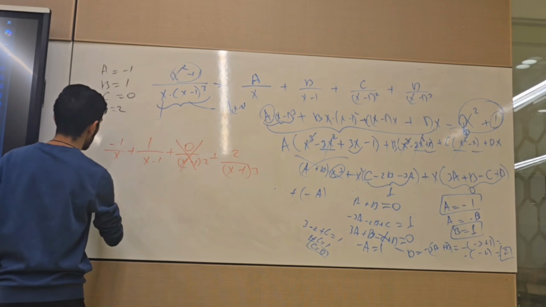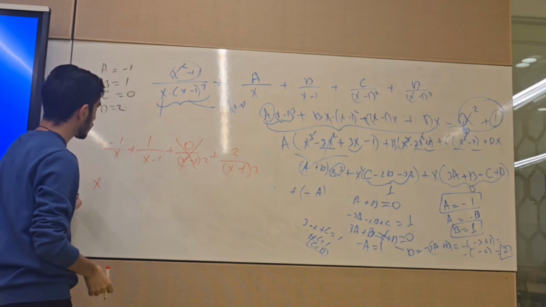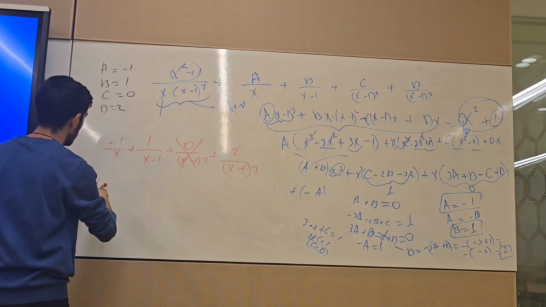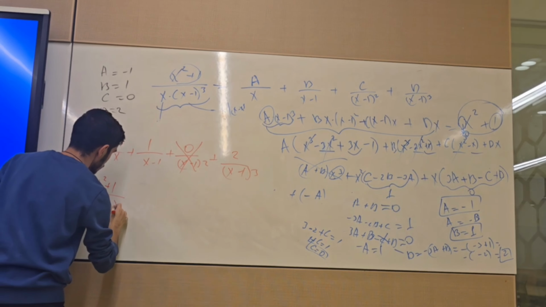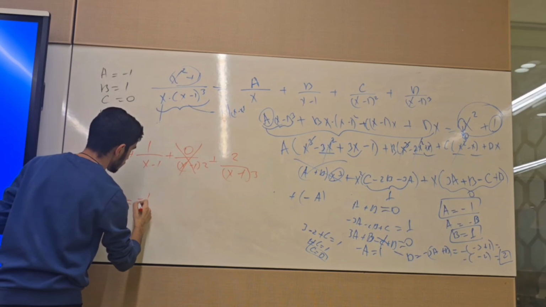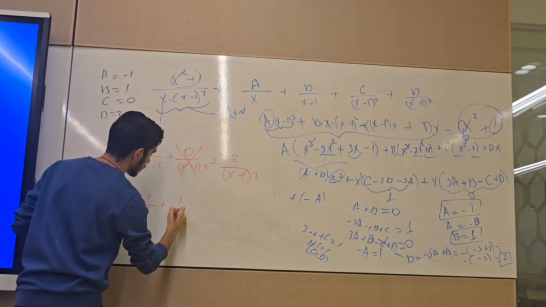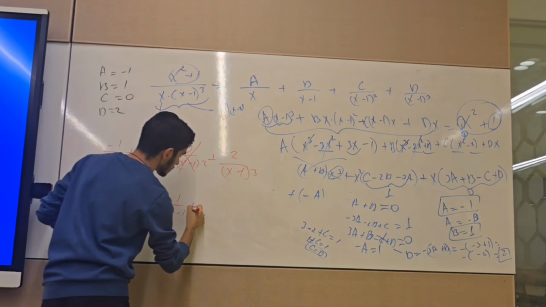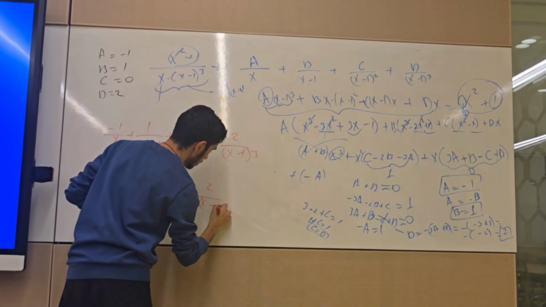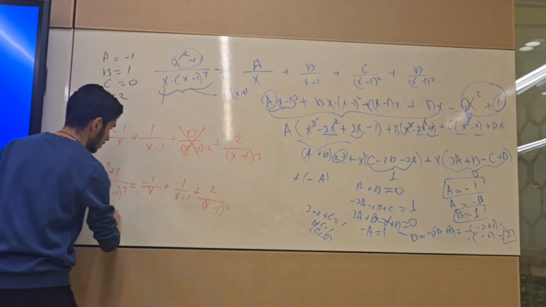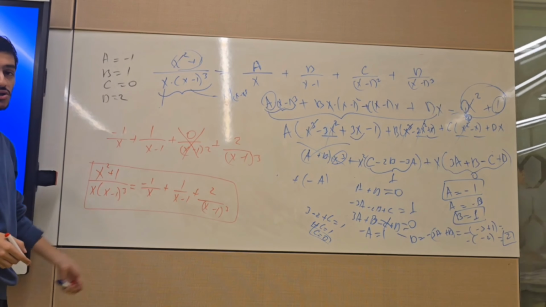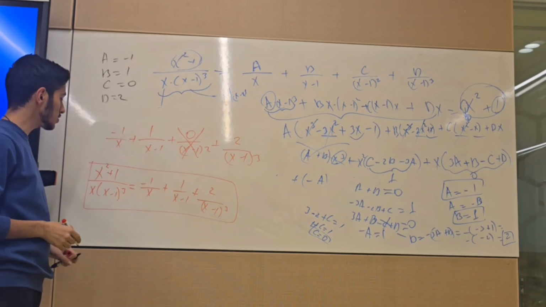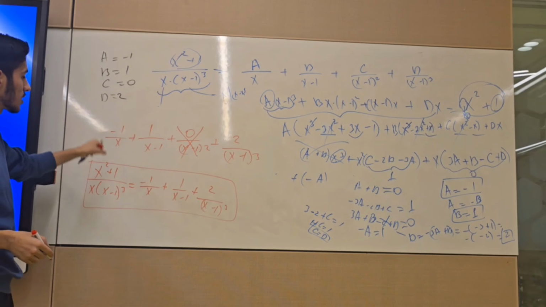So the final part of the partial fractions decomposition is: (x squared plus 1) dividing (x minus 1) to the power of 3 equals minus 1 over x plus 1 over (x minus 1) plus 2 over (x minus 1) to the power of 3. So case 2 of the divisions, the denominator in partial fractions, is classified like that.